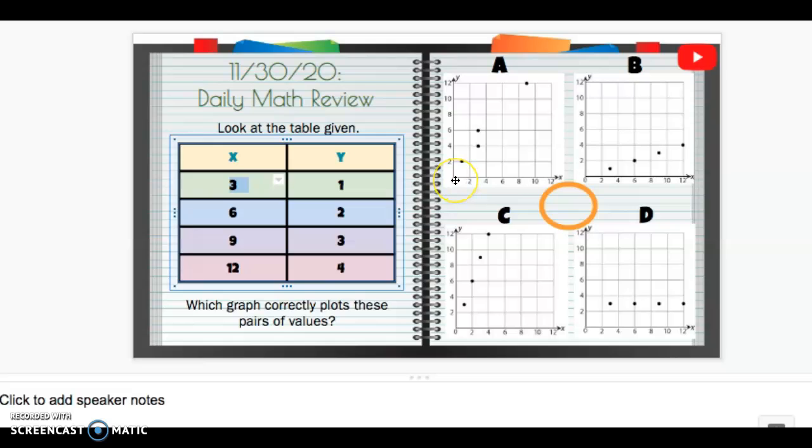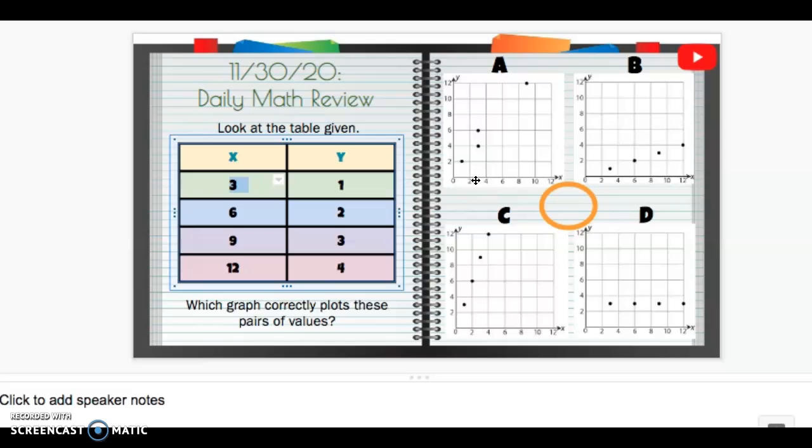So if your X is 3 and your Y is 1, you want to stay with your X. Now remember, your X is what goes horizontal. It goes across from left to right, okay? That's your X. Your Y is what goes up and down vertically. So if you have a 3, you have to go 3 over on your X and 1 going up. So you start at your point of origin of 0 and you're going to walk to your 3.